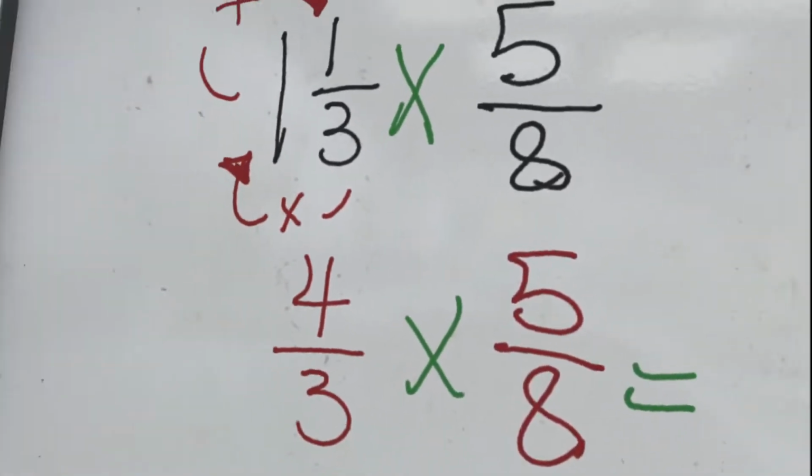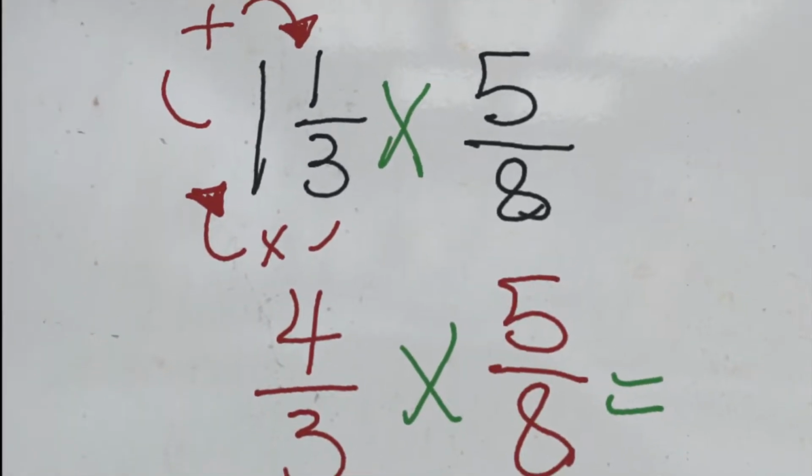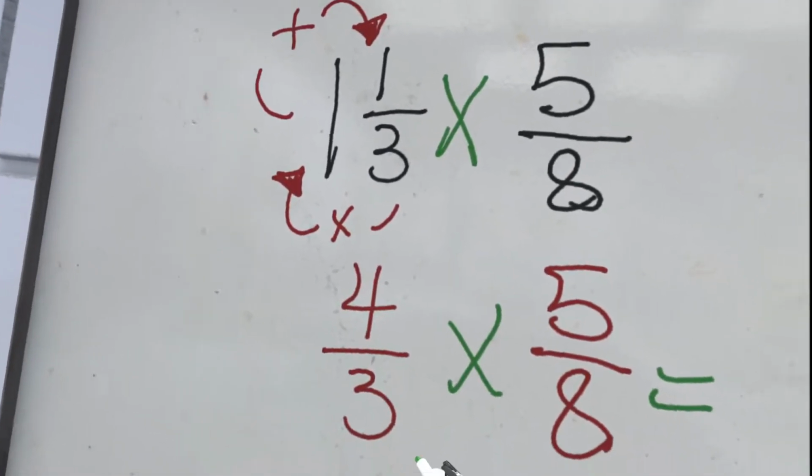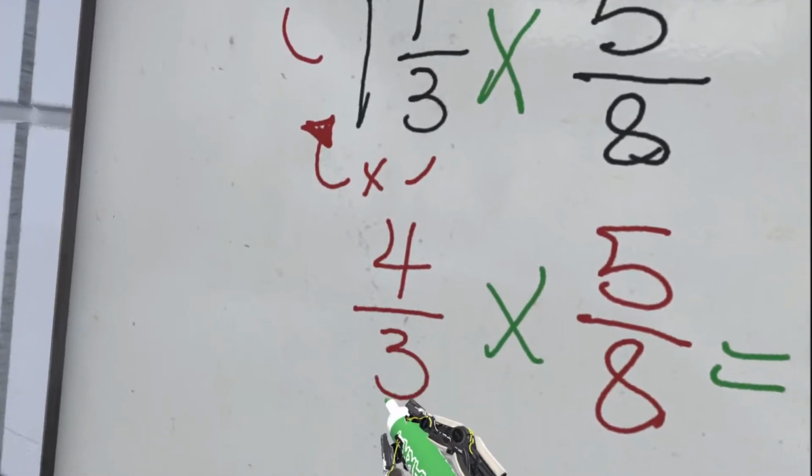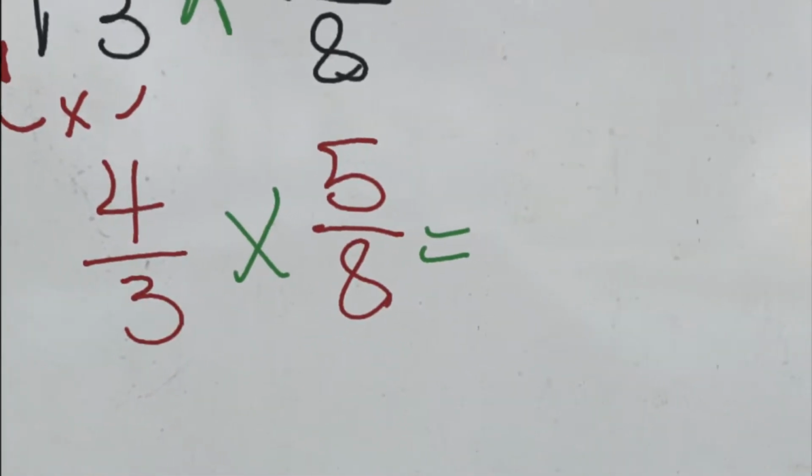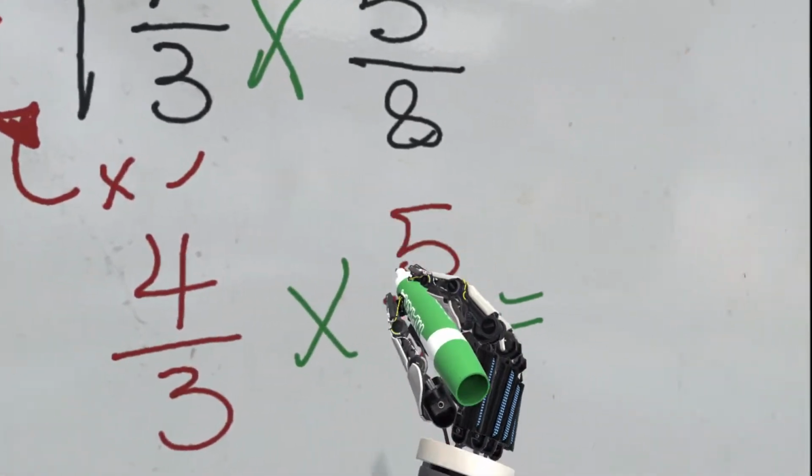All right. So now we can multiply, because now we have both proper and improper fractions, which is what you want when you're multiplying. So let's multiply 4 times 5. That gives me 20.